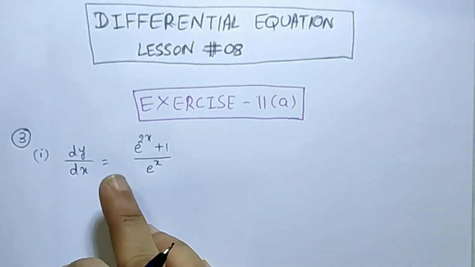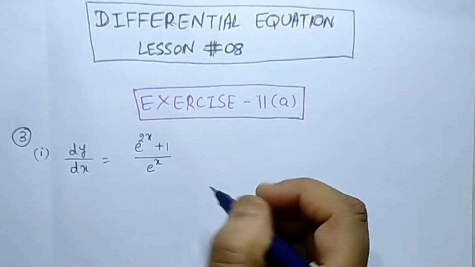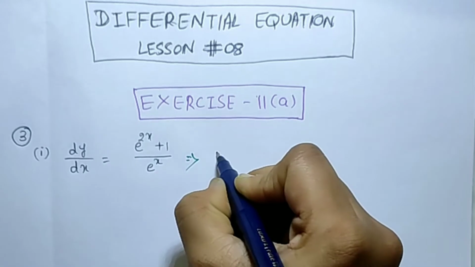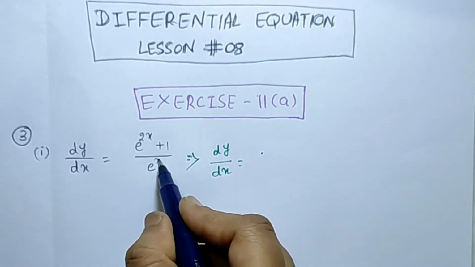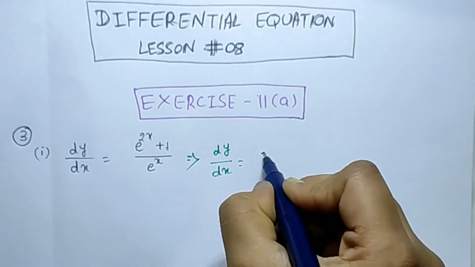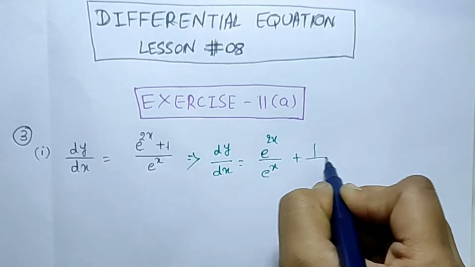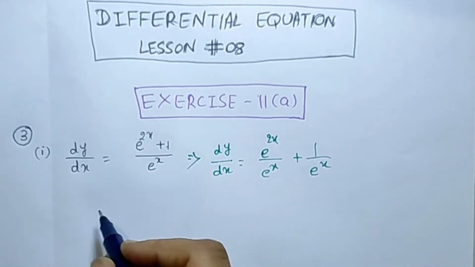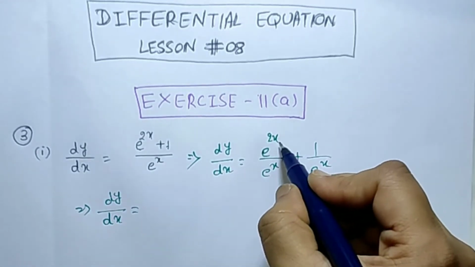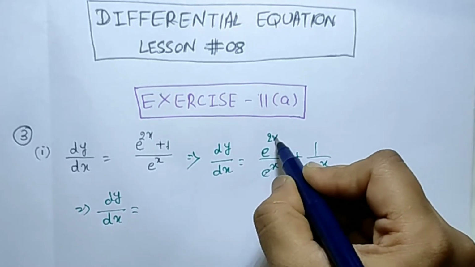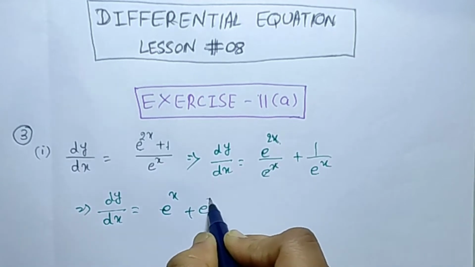Okay, the first question is dy by dx is equal to (e power 2x plus 1) by e power x. So what can we do? dy by dx is equal to, e power x is divided into both the terms, so we can divide in either term: e power 2x by e power x plus 1 by e power x. I can do that, right? Now dy by dx is equal to, this is e power 2x and this is e power x. One x is cancelled out, so we get e power x plus e power minus x.